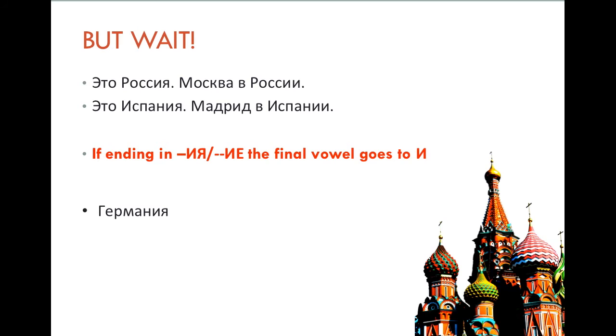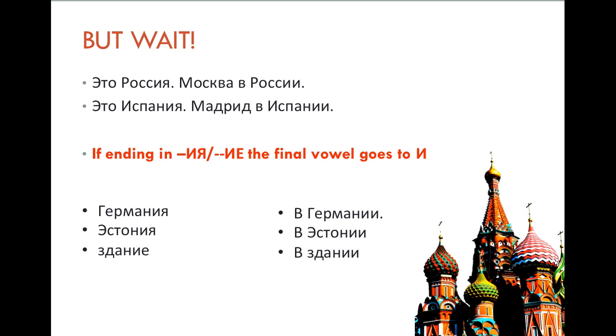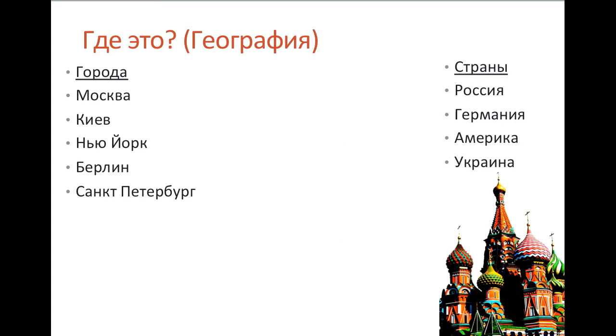Okay, so let's practice. Германия. How would you say in Germany? В Германии. Estonia. How would you say in Estonia? В Эстонии. Здание, which means a building. How would you say in a building? В здании. And notice how it doesn't really get pronounced as ee. It's just sort of held out a little bit. Okay? Общежитие means dorm. How would you say in a dorm? В общежитии. Good.